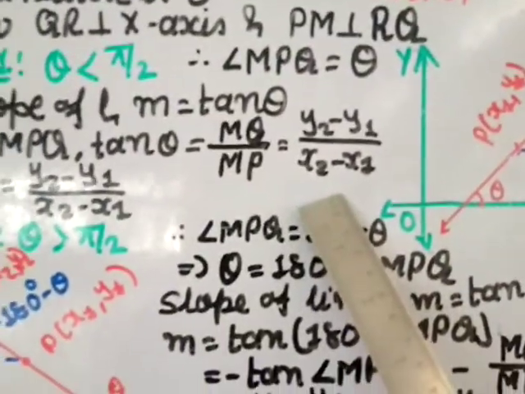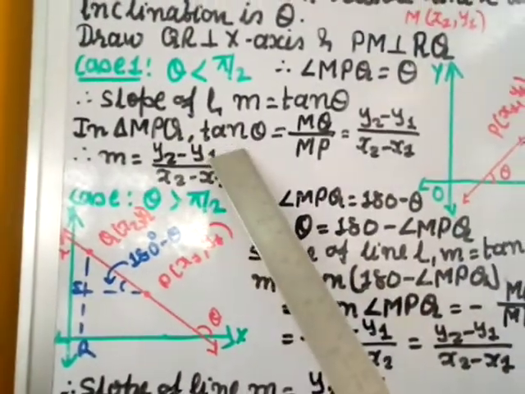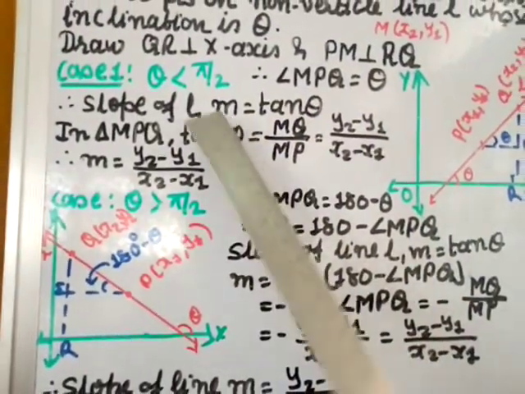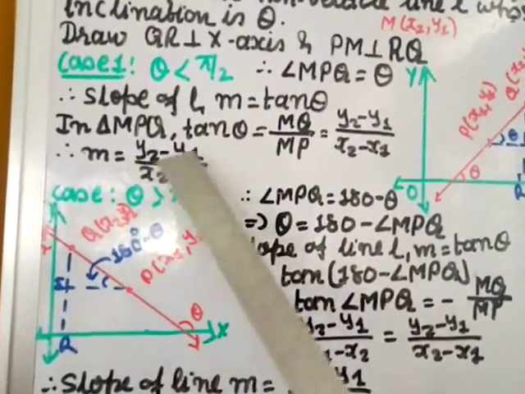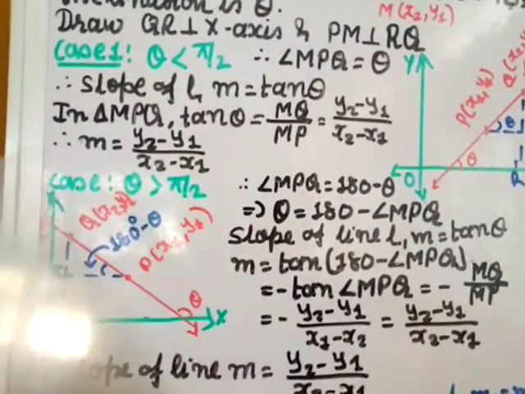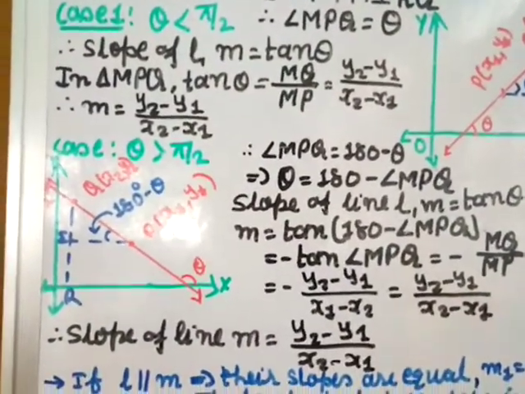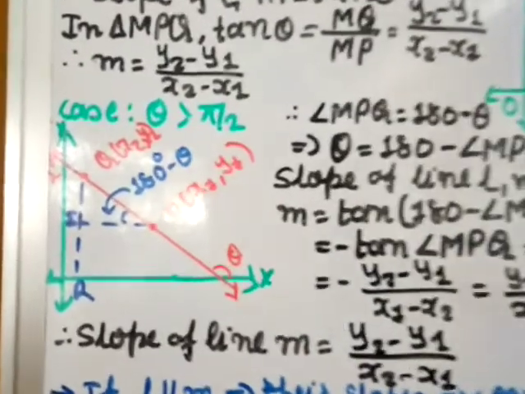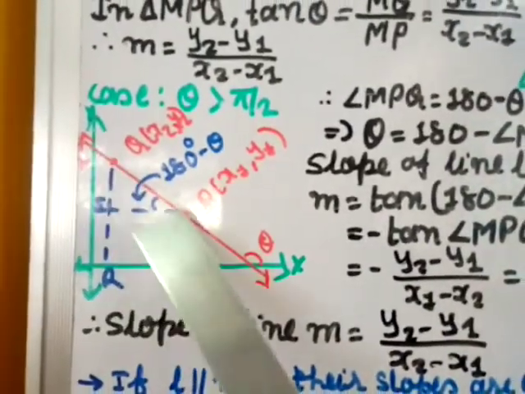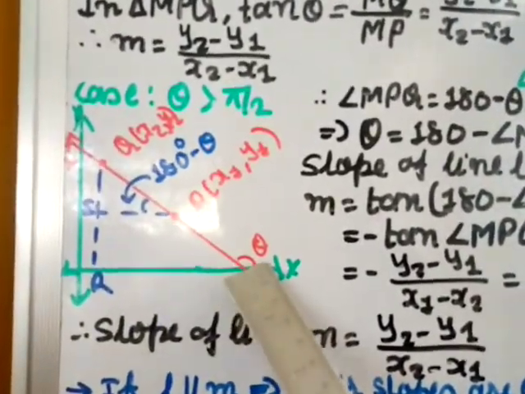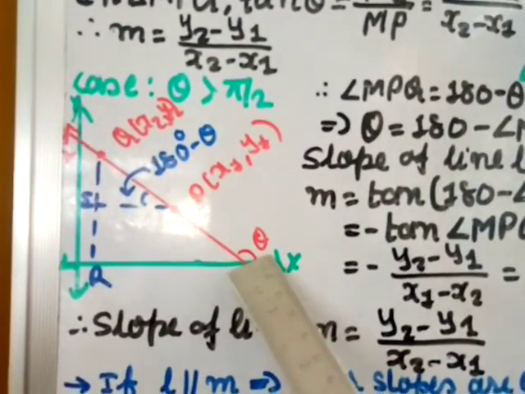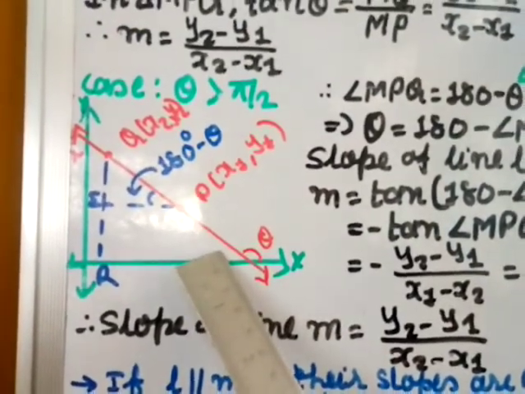Okay, so I write here x2 minus x1. So this tan theta is nothing but m by definition. So m equal to y2 minus y1 divided by x2 minus x1. Now when theta is greater than 90, that is greater than pi by 2. So this is a line L, and this is theta which is greater than 90. If this is theta, then this will be 180 minus theta.